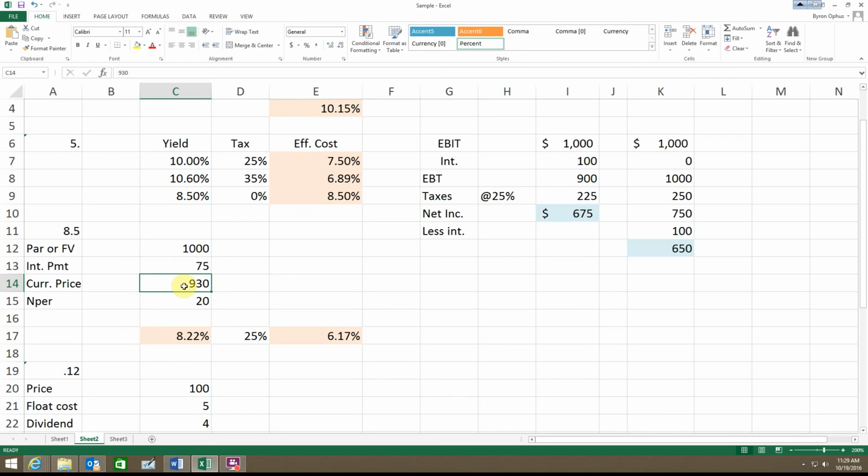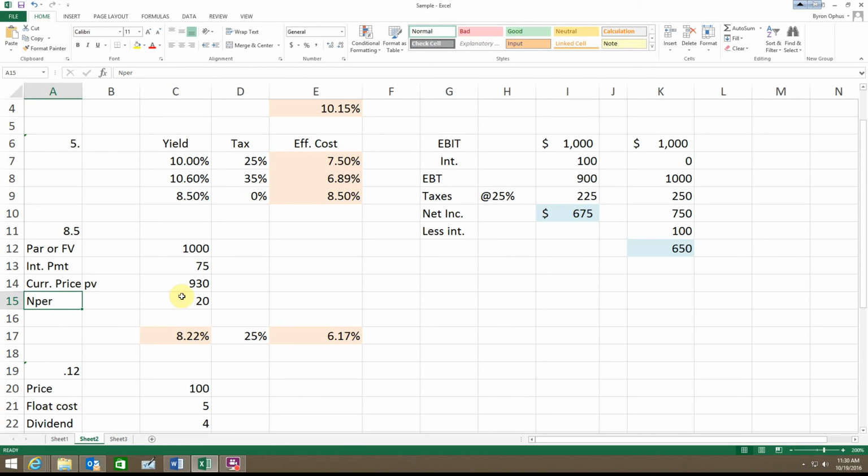So what's that tell me? Well, that tells me for sure that rates today are higher, right? Because the price for the bond is less than the 1,000. I'm not paying full par value, I'm only paying $930. So that means the market rates are higher as we speak. And this current price would also be known as present value. Just put that in as a keeper.